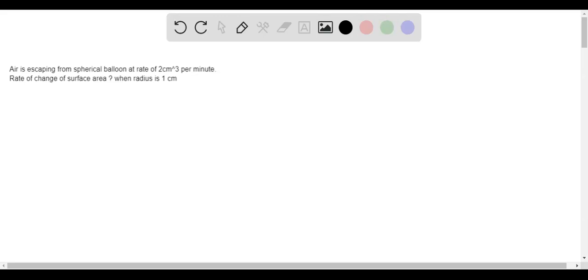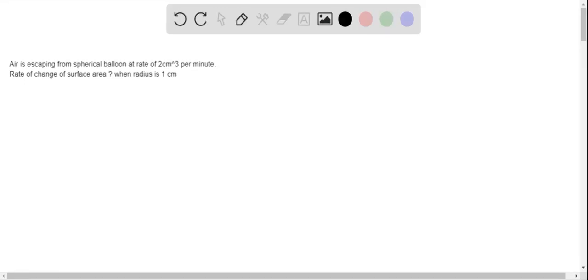We are told that air is escaping from a spherical balloon at a rate of 2 cm³ per minute. So mathematically, this is equivalent to dV/dt, that is, the change in volume with respect to time. So we represent this as dV/dt equals negative 2 cm³ per minute. Now, using this information, we have to determine the rate of change of surface area of the spherical balloon.